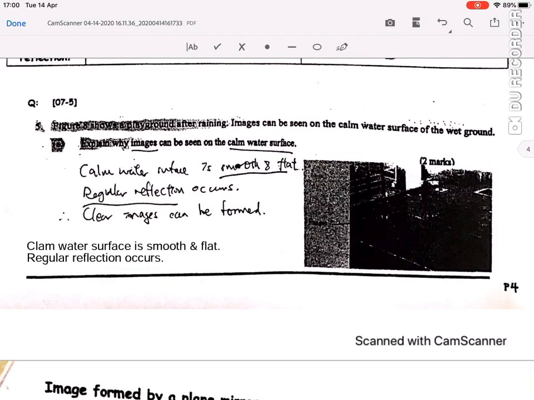Okay, make sure you know that some of the keywords have been used in the above summary. It's a nice, smooth, and flat surface, and regular reflection occurs. Some of these words you need to use, and as a result, a clear image can be formed. That's the reason for that. Okay, so that's the end of the first lesson on the reflection of light.